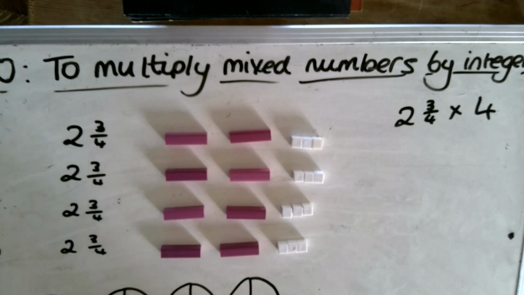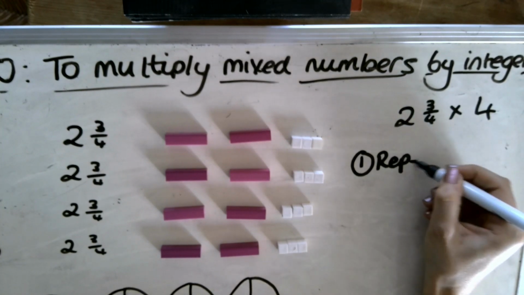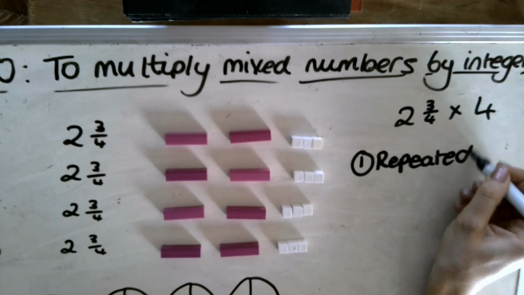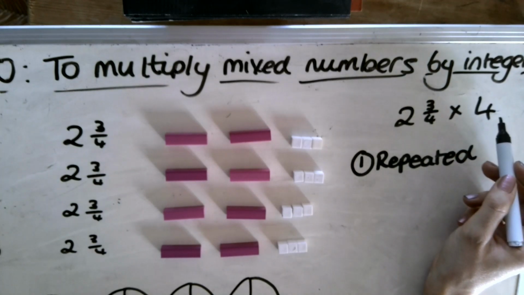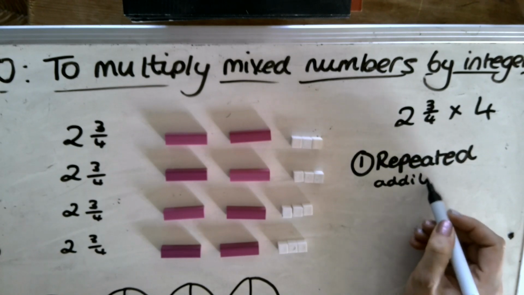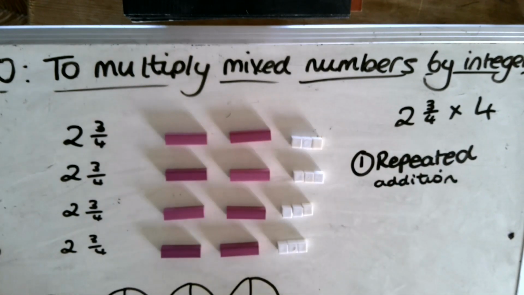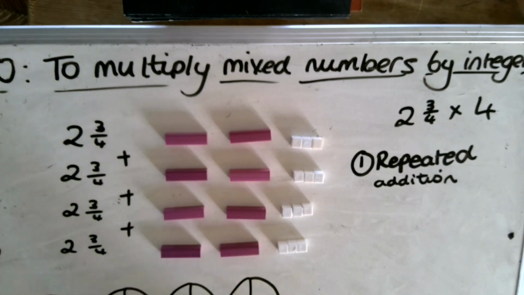So method 1 is called repeated addition, so I'm just going to write that here. Repeated addition means that you are adding your amount the number of times that you have been asked to multiply it. So rather than use multiplication, our first method, we're going to use repeated addition, which means we are going to add 2 3/4 four times.